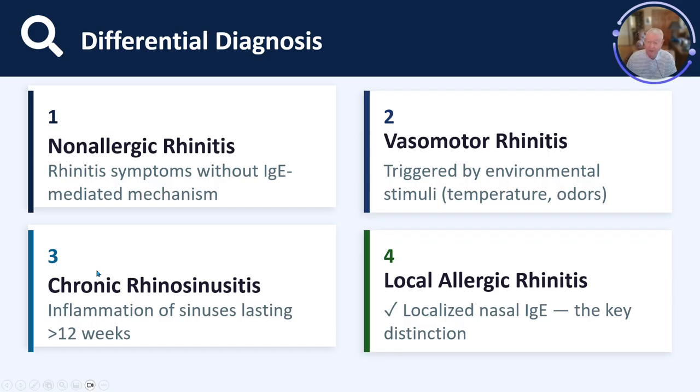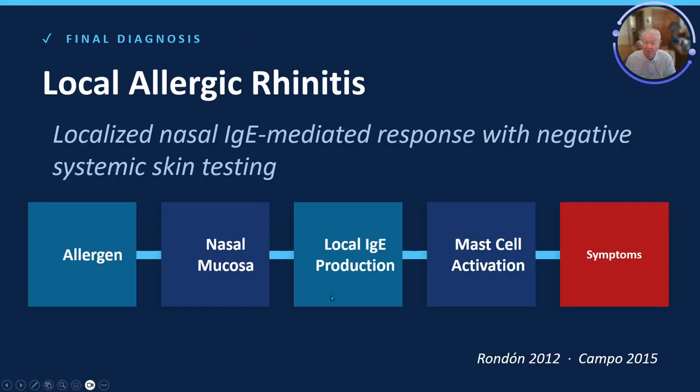Chronic rhinosinusitis, this patient didn't have that because the sinus CAT scan was normal, and he or she did not have previous sinus infections. Well, it could be local allergic rhinitis. Localized nasal IgE to the various pollens and animals and molds is the difference. So let's take a look at that. Localized nasal IgE-mediated response with a negative skin test.